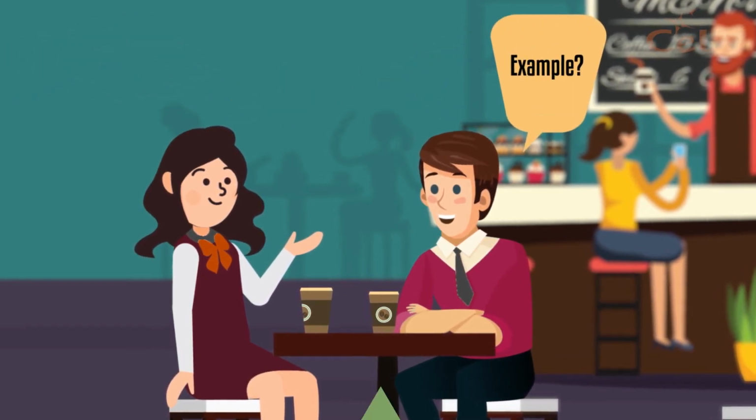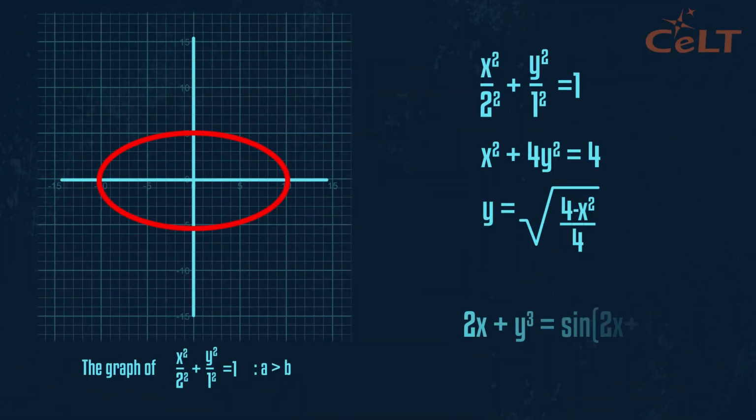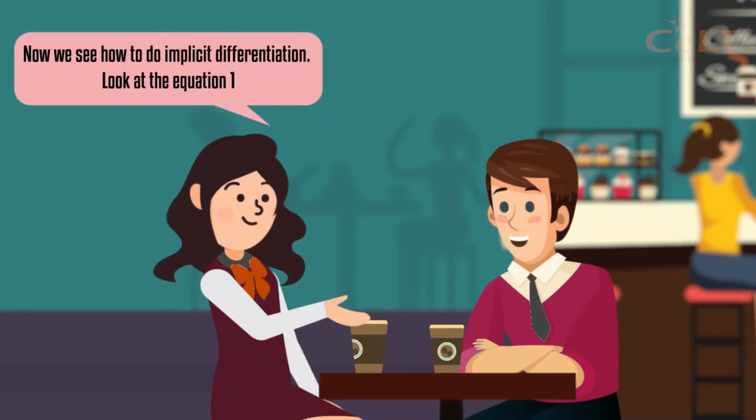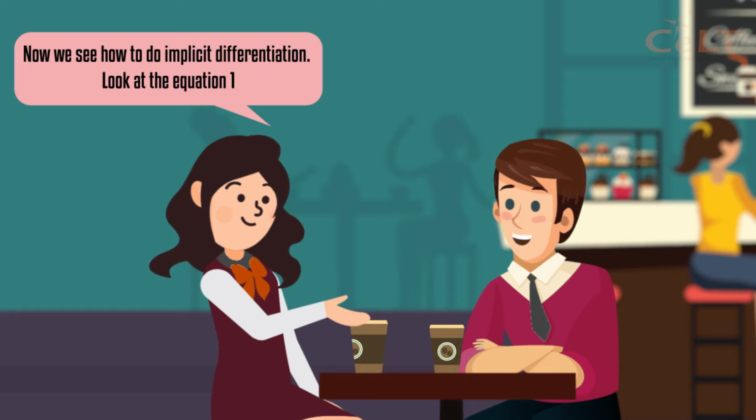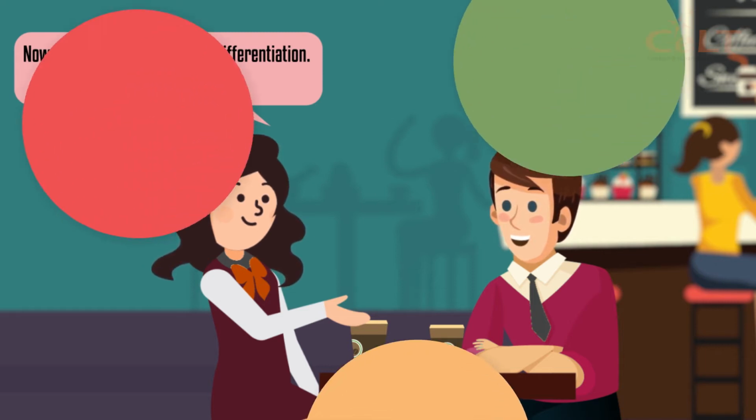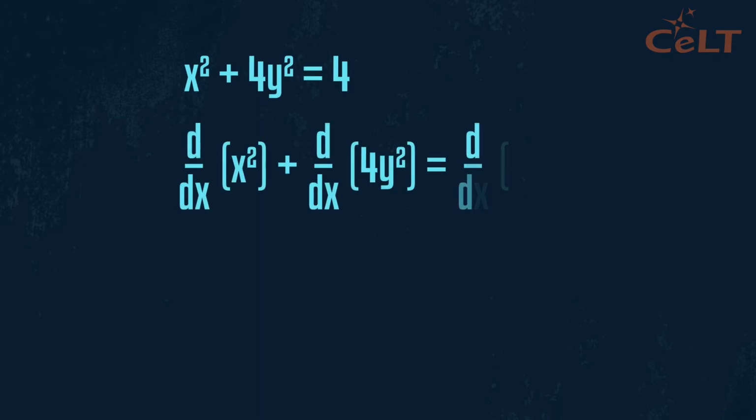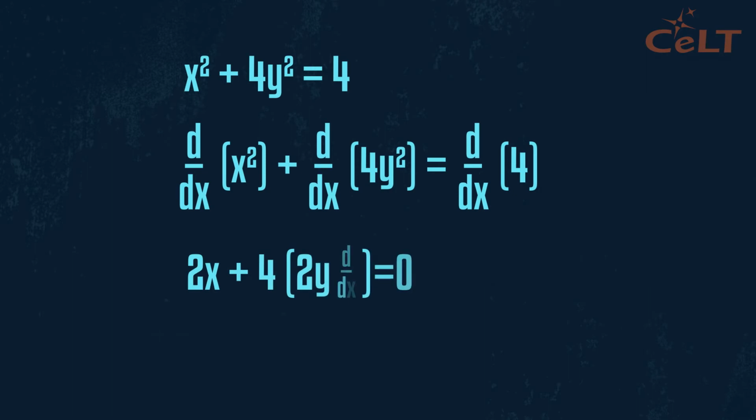Example: 2x plus y to the 3 equal to, differentiate, 2x plus 3y. Get it? Now, we see how to do implicit differentiation. Look at equation 1. We differentiate with respect to x as usual. But when it comes to the function y, we use the chain rule.